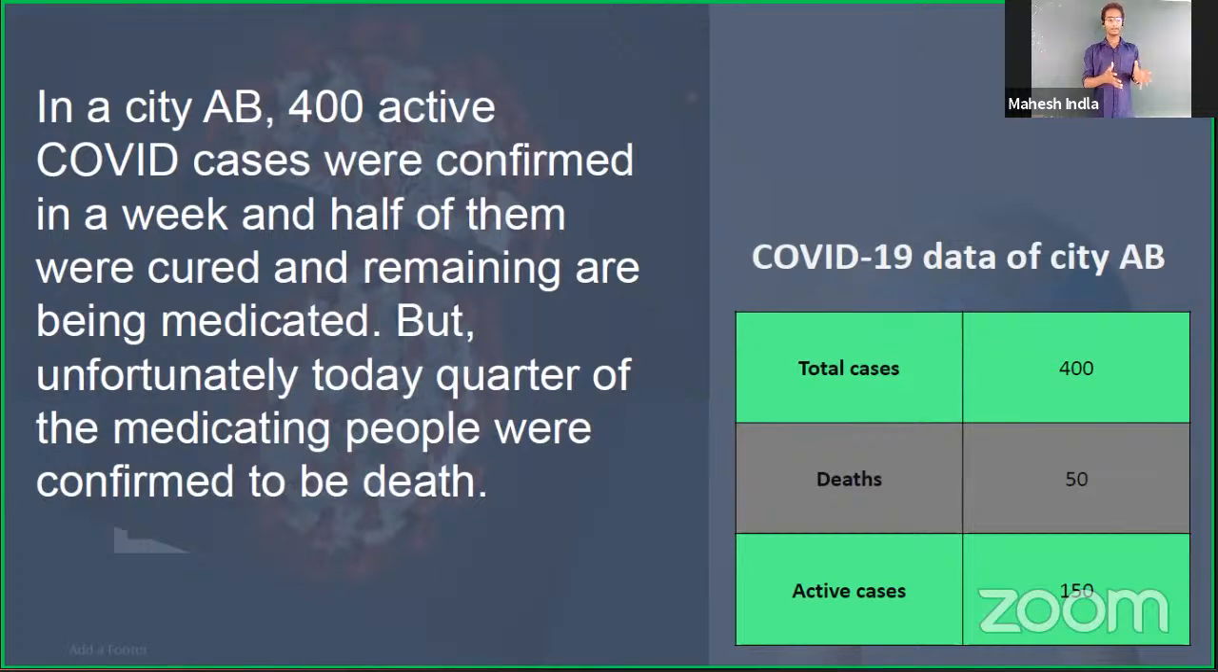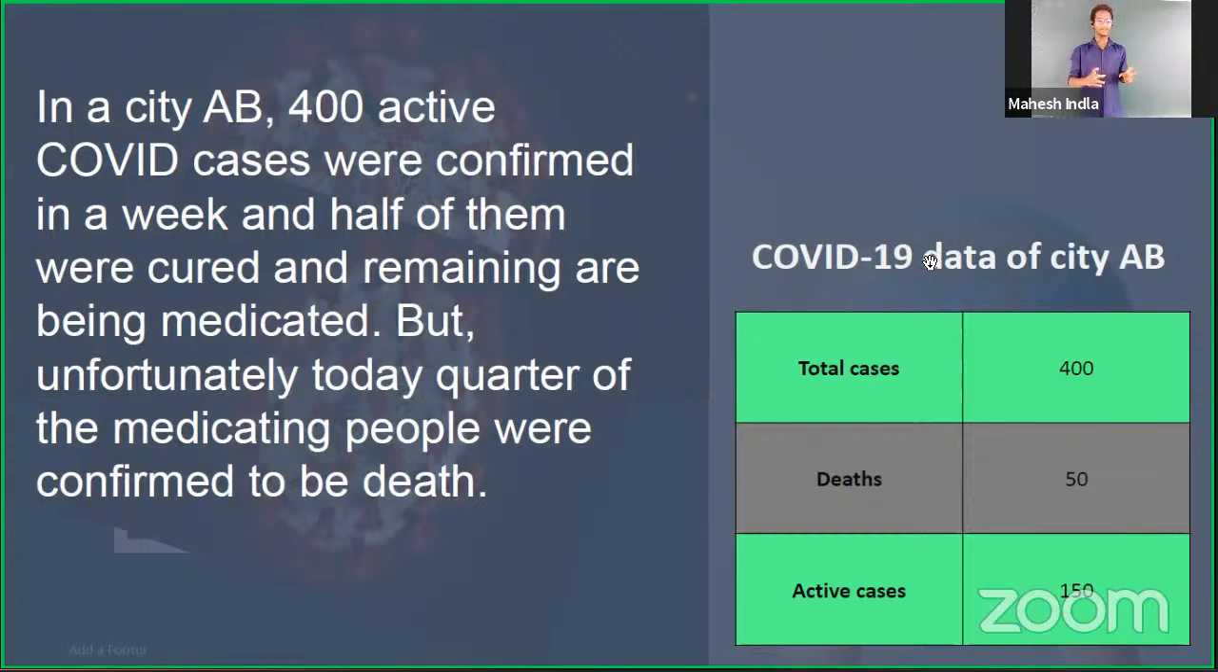Normally it is giving us some information, and this information is called the data. Normally the data is defined as a set of units of information. So from this statement, we have the information, and this is called the data of that city AB.